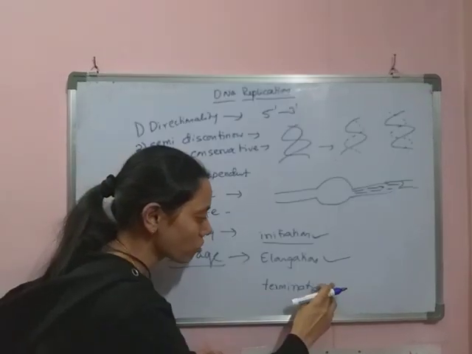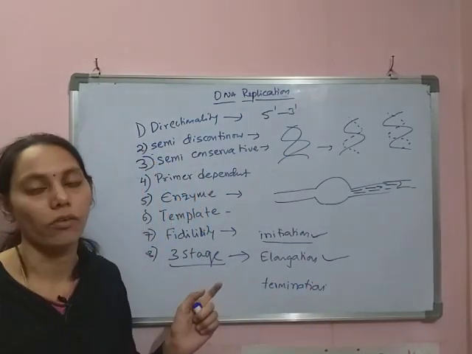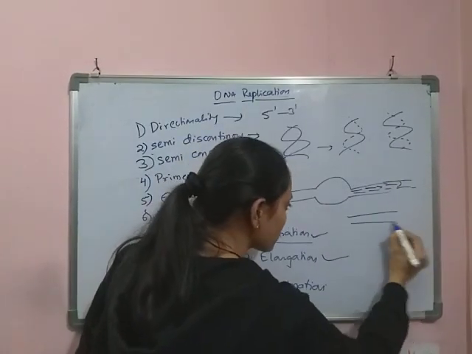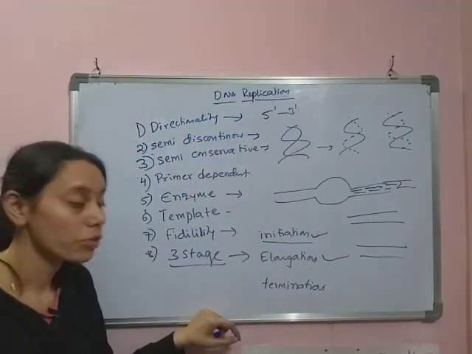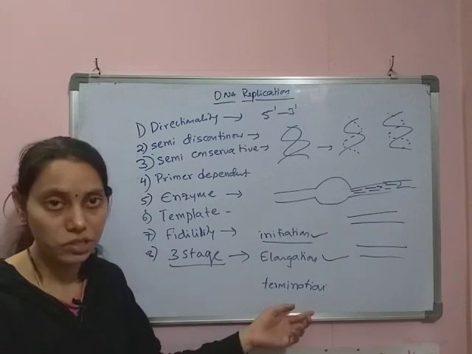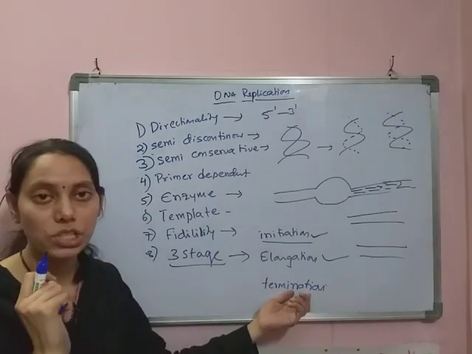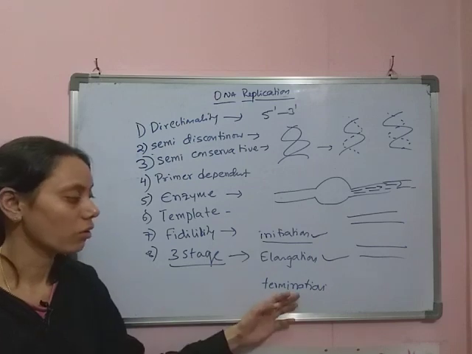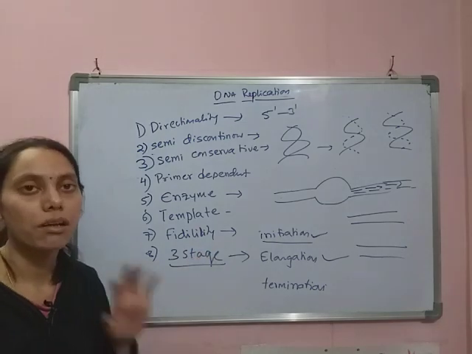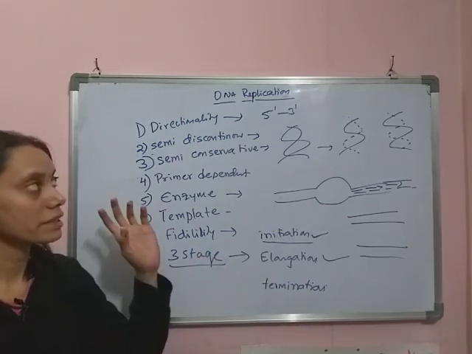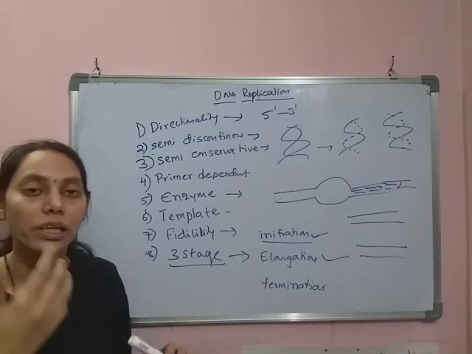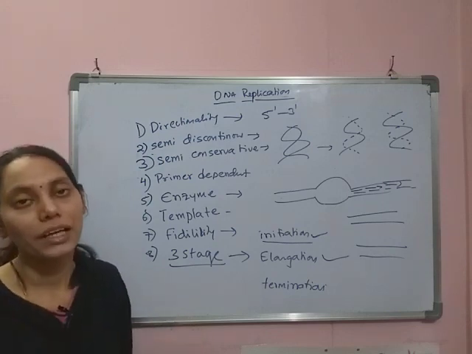And what is termination? Once the whole DNA got replicated in the form of two daughter DNAs, then the process must be terminated. At one point, the process called termination site, the DNA replication must be stopped, and that is called the termination of replication. These are the three stages of the DNA replication. So these are the basic character features of the DNA replication that must be understood before we go for the actual process of DNA replication.